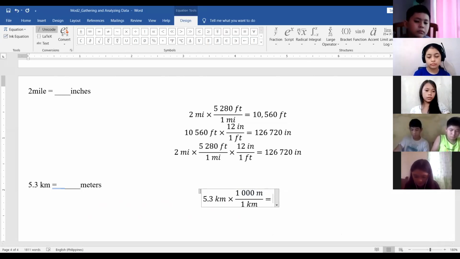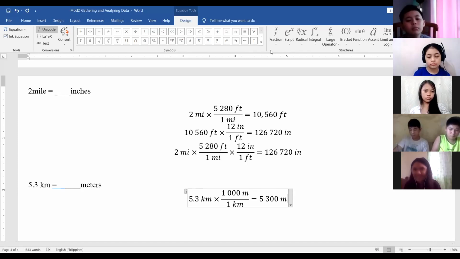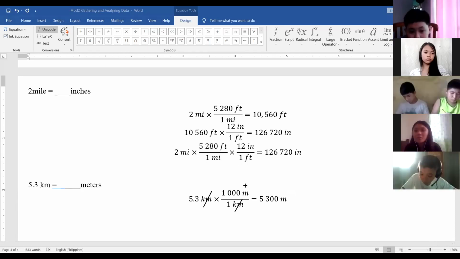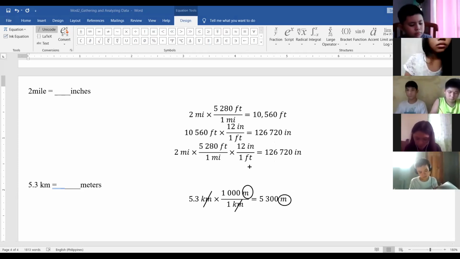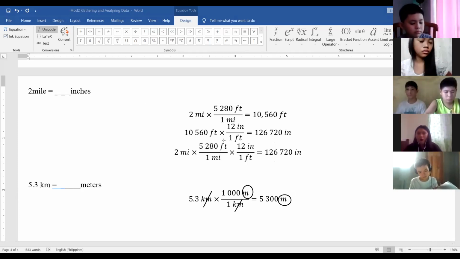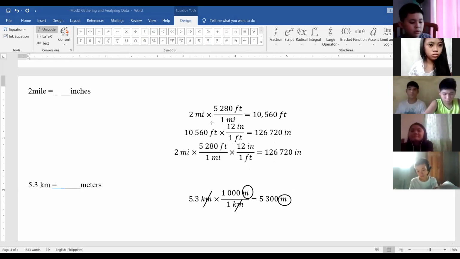So you have the answer, 5,300 meters. Then you eliminate the unit kilometers because we are already performing the operation, and then the final unit is already meters. So you can do this as well using the conversion factor, following the solution in the English system. This is done.